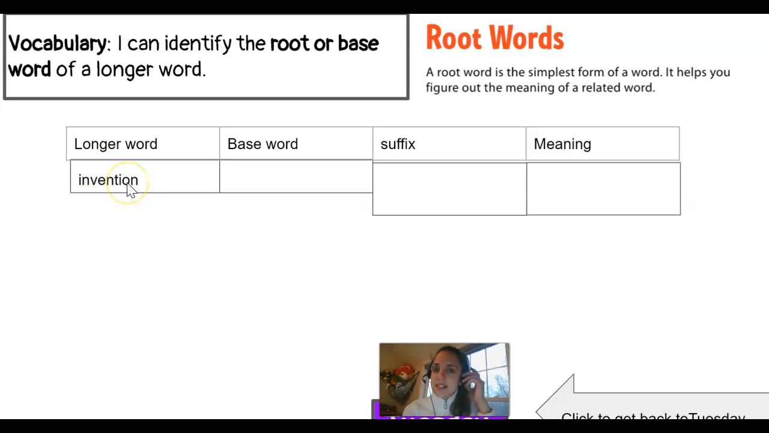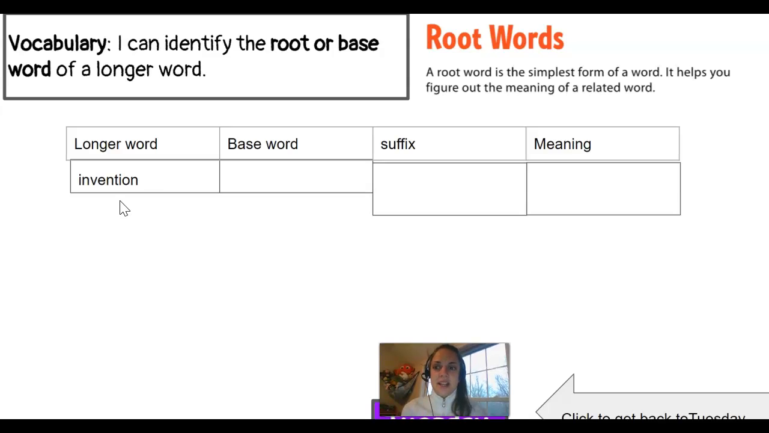Here is our longer word, invention. T-I-O-N makes a shun sound, and I know that that can be added to the end of a word like vacation or information or prediction. So I'm thinking about other words that I know. That will help me to understand that there's a simpler word inside this longer word, a root word or a base word.